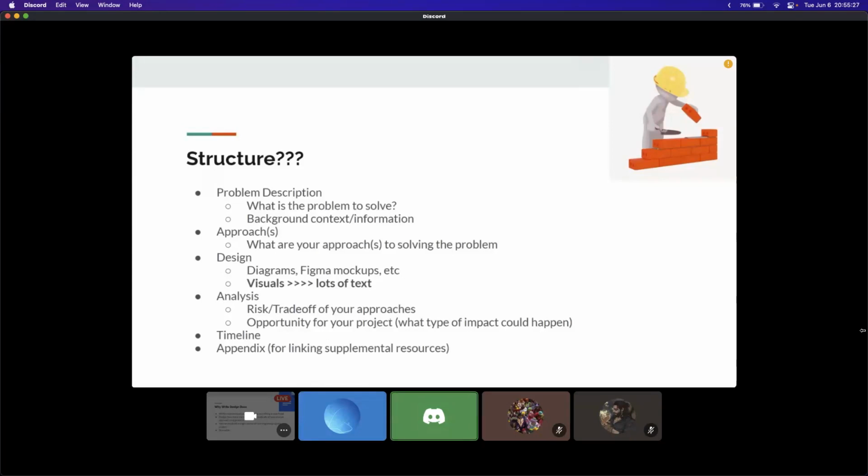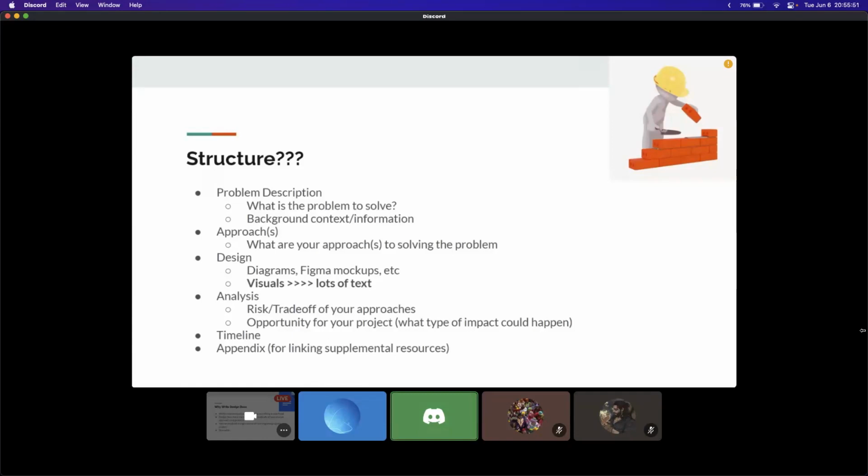Now that you have the problem description, approaches, design, and cost benefit analysis, we also need to understand how you are going to implement your solution, right? How are we going to tackle this? What is the roadmap? That's what a timeline is for. And once you have these 5 components, it's also good to link supplemental resources, especially for any miscellaneous information that is discussed in detail in other docs.